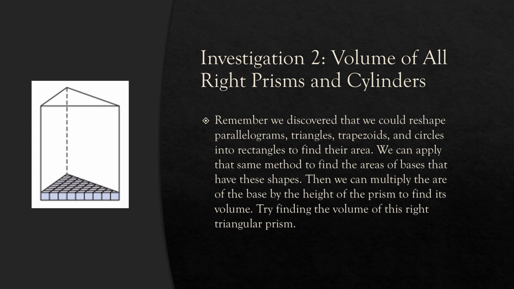Try finding the volume of this right triangular prism. If we count across, we find that there's 8 this way and 8 this way. If it's a right triangle, then we know that 8 is the base and 8 is the height. So 1/2 times 8 times 8. So 1/2 of 64 would be 32. That's the area of the base. Then we would only need to know the height to find the volume.